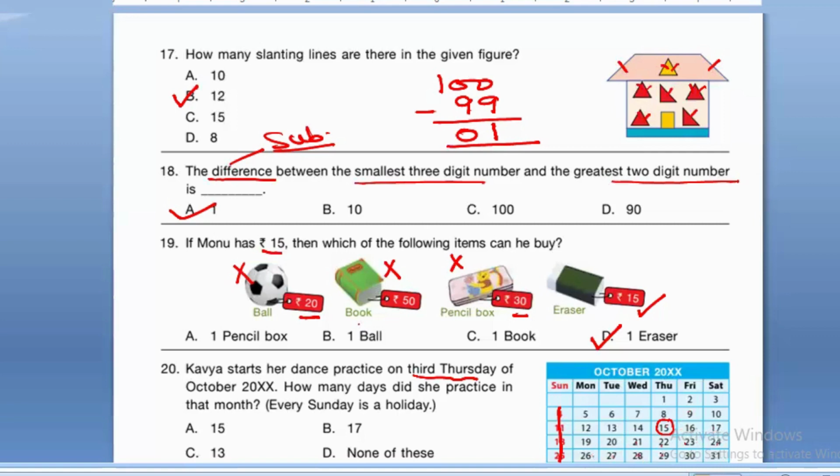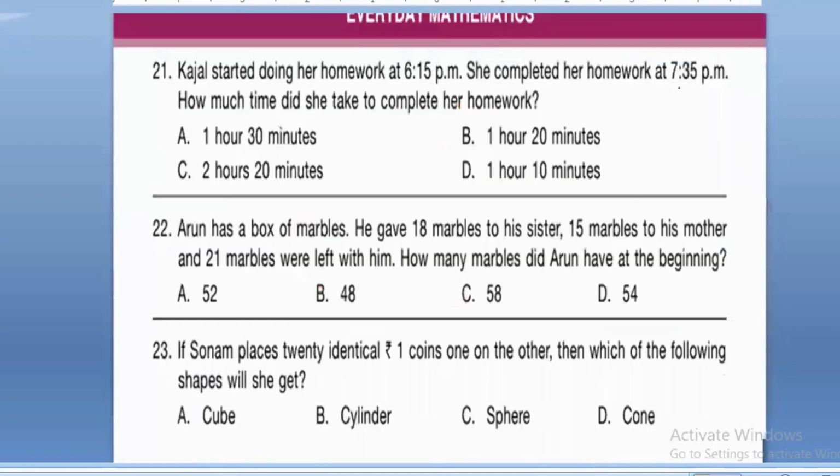Kajal completed her homework at 7:35 p.m. So how much time did she take to complete her homework? We need to find it. She started her homework at 6:15 p.m. and completed it at 7:35. So we need to find the time duration between these two timings.